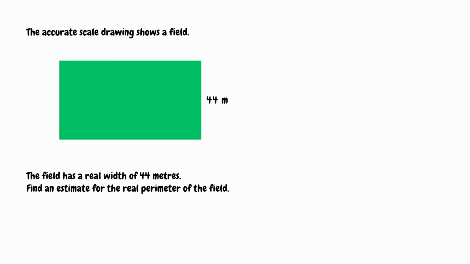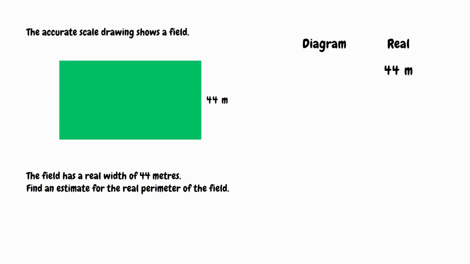So for this question, we have: the accurate scale drawing shows a field. The field has a real width of 44 metres. We need to find an estimate for the real perimeter of the field. So again, what we need to do first is find the connection between the diagram and real life. So we can see in the question, and actually on the diagram, we were given the real life width of the field to be 44 metres. So we've got a real length for the width of 44 metres.